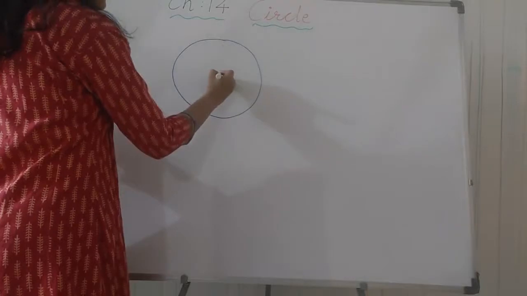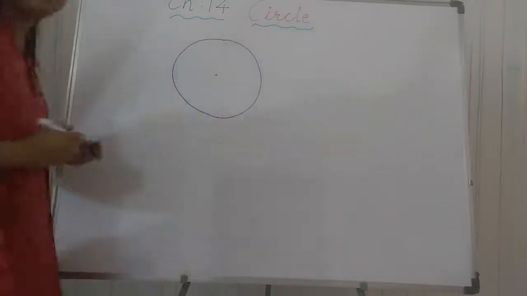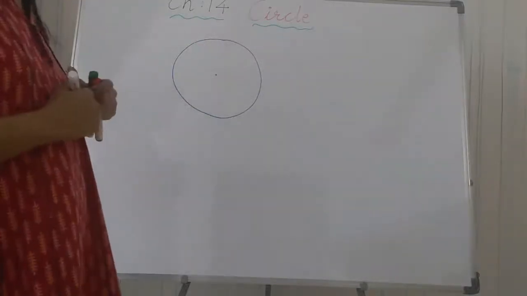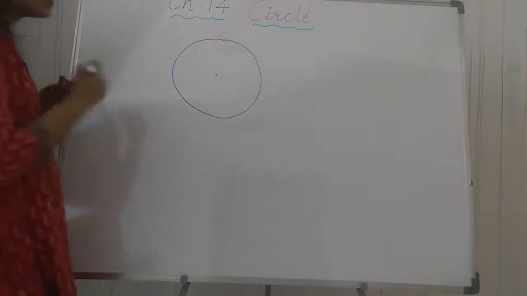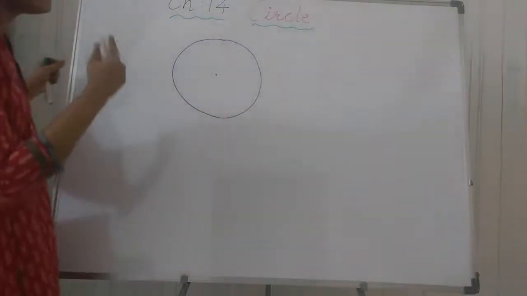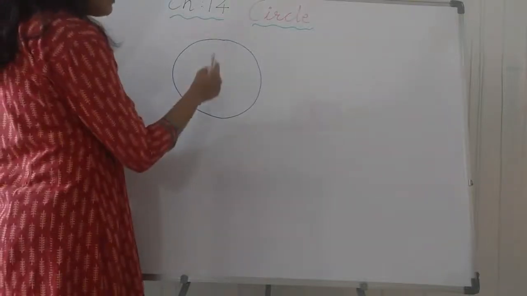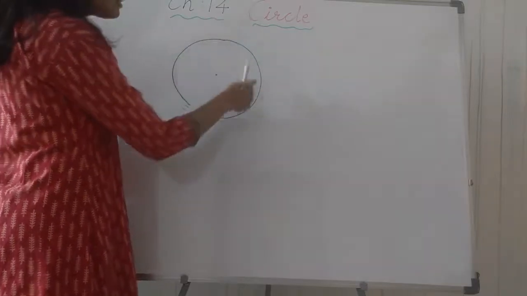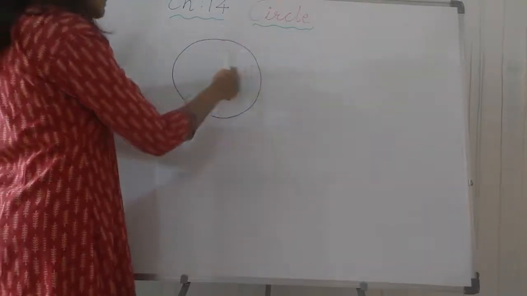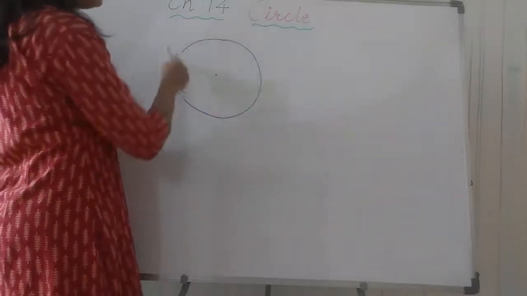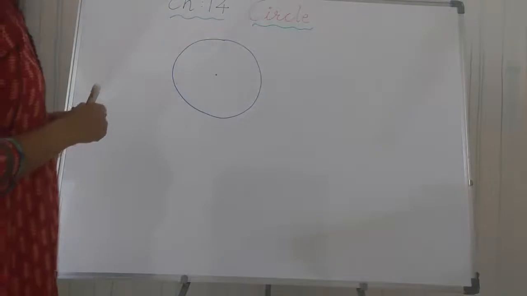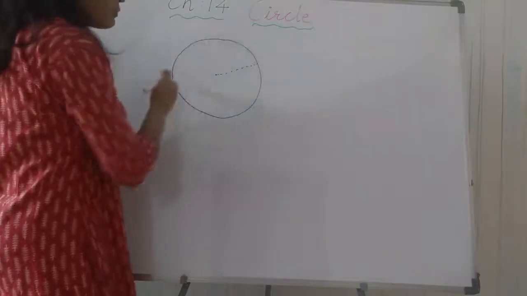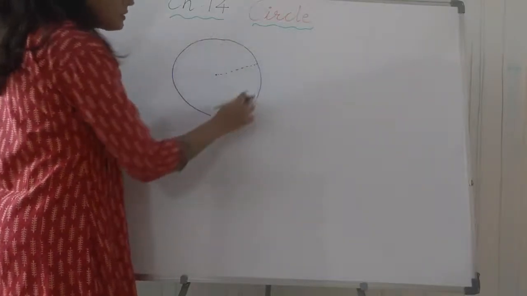This is the circle. Now what is the circle's definition? Many students have a misconception about the circle's definition. A circle means a closed figure, or you can say a closed curve, having a fixed point, and several points lying at a fixed distance from it. The distance of these points which lie from the fixed point, that is called the circle.